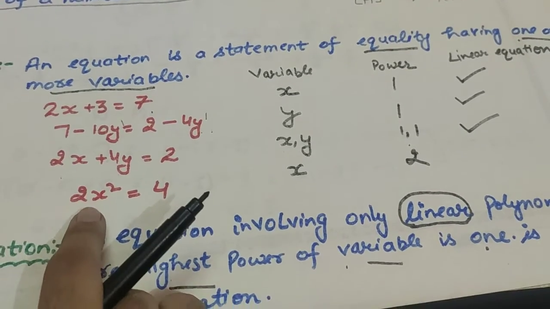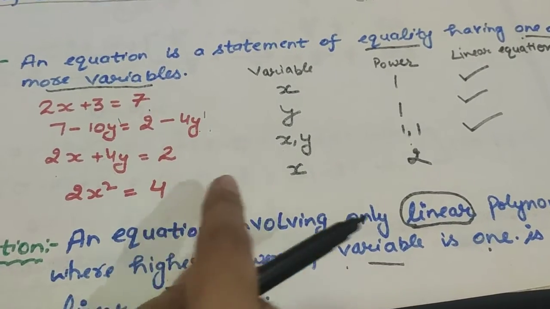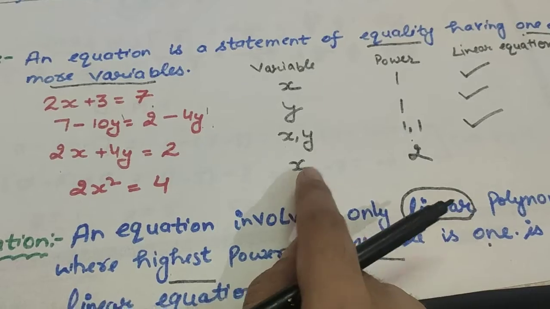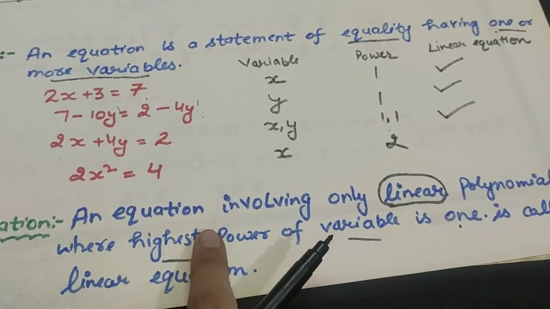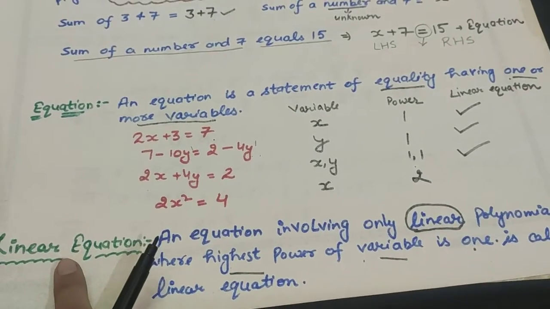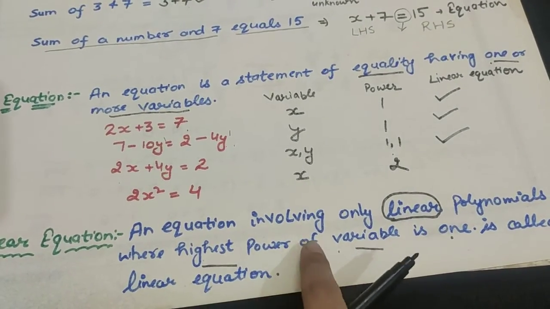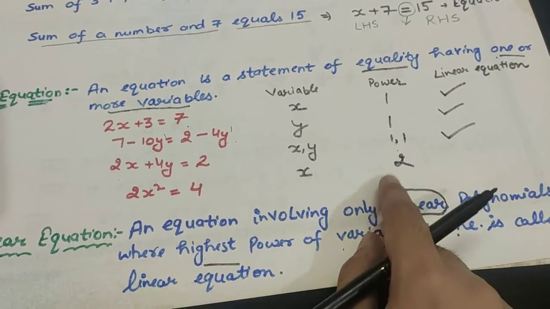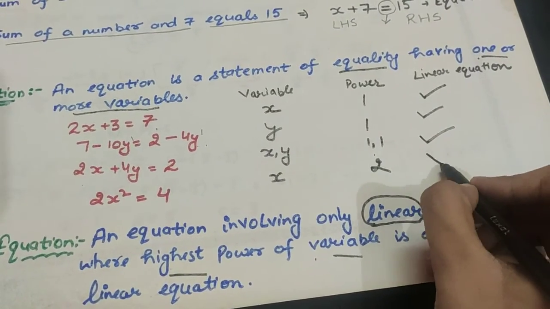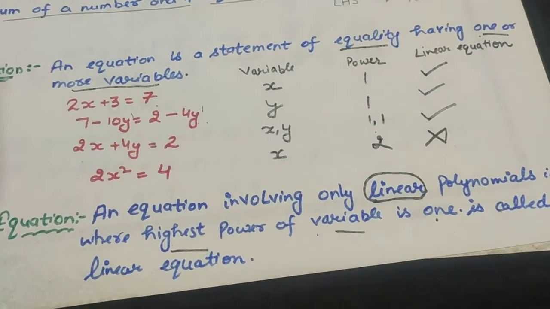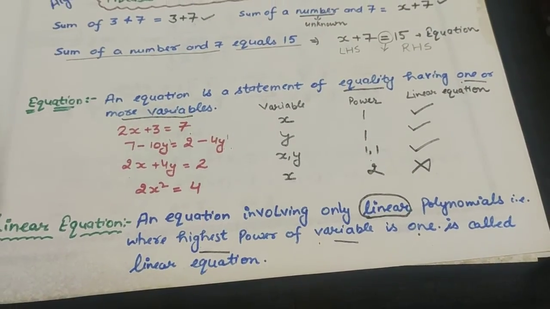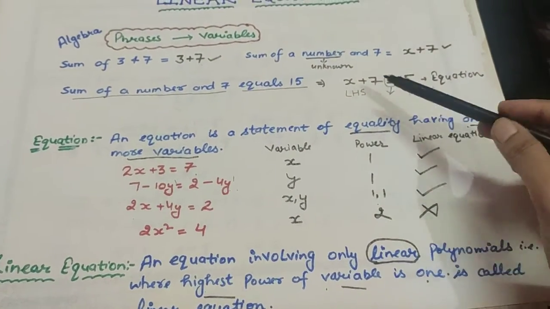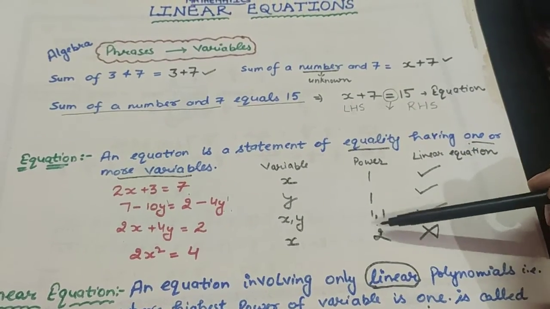Last example, 2x square is equal to 4. Variable is x, power is 2. But we know that for an equation to be a linear equation, the highest power should be 1, but it is 2. That means this is not a linear equation. Right? So this is the introduction of linear equation.